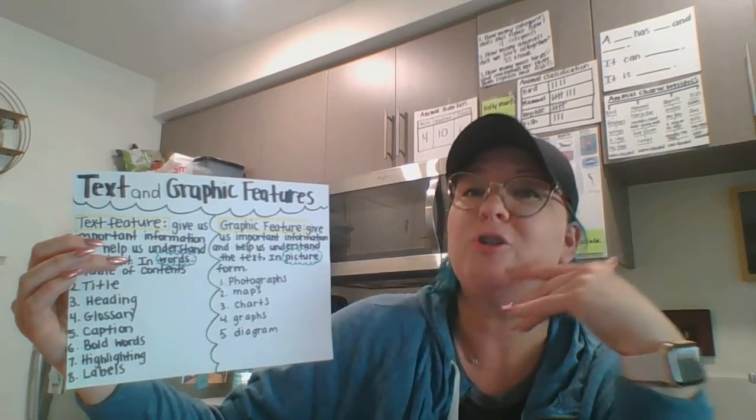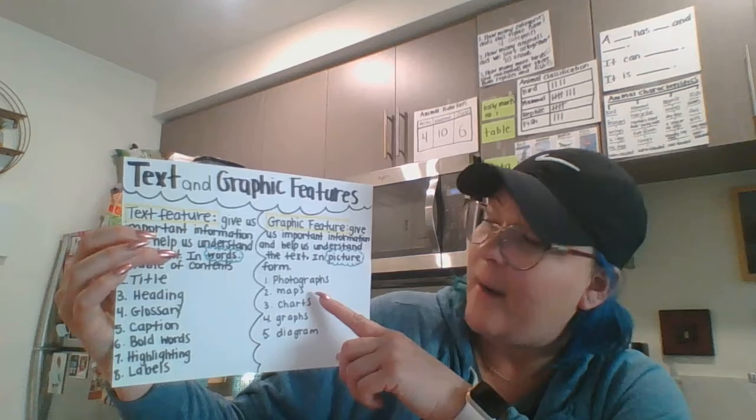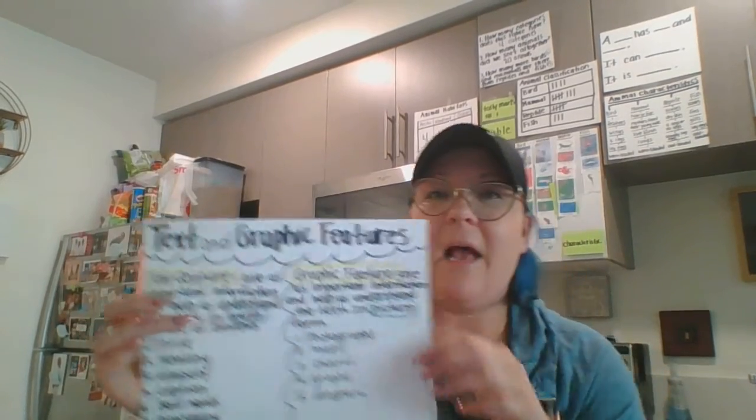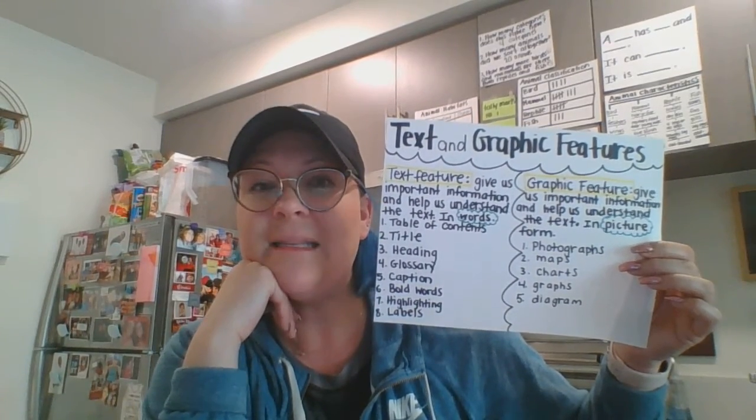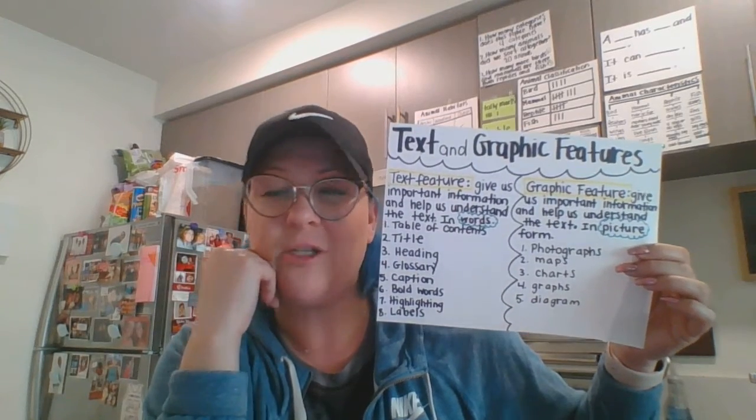So this is more in a picture form rather than words. So photographs, maps, charts, graphs, and diagrams. Now in this book, you're going to see some text and graphic features. So what I'd like you to do is maybe just point them out and then tell your parents or tell your siblings, what's the importance of it?